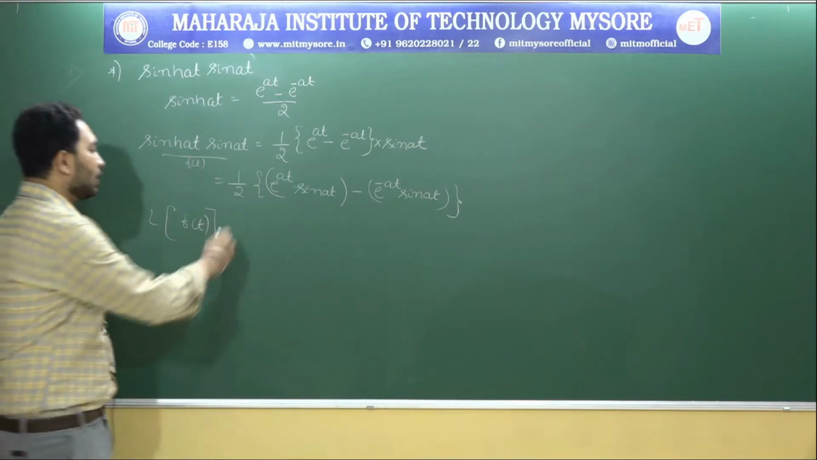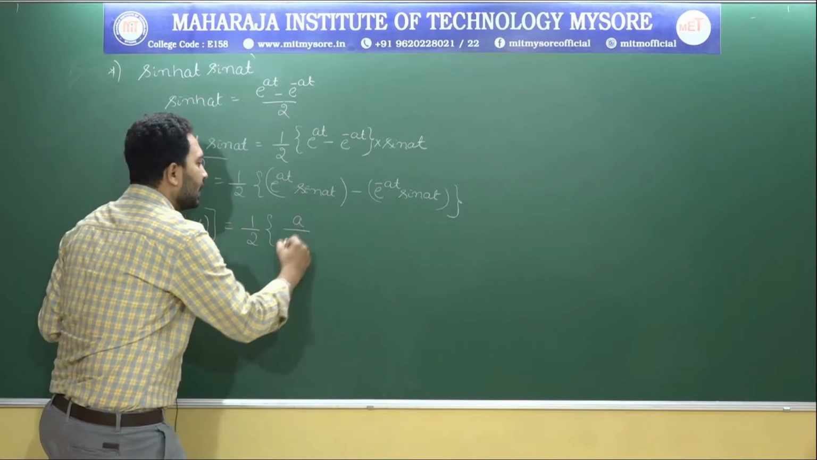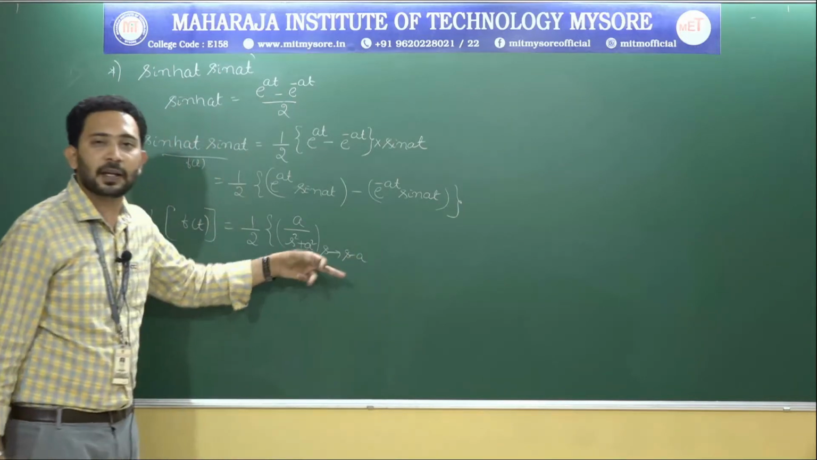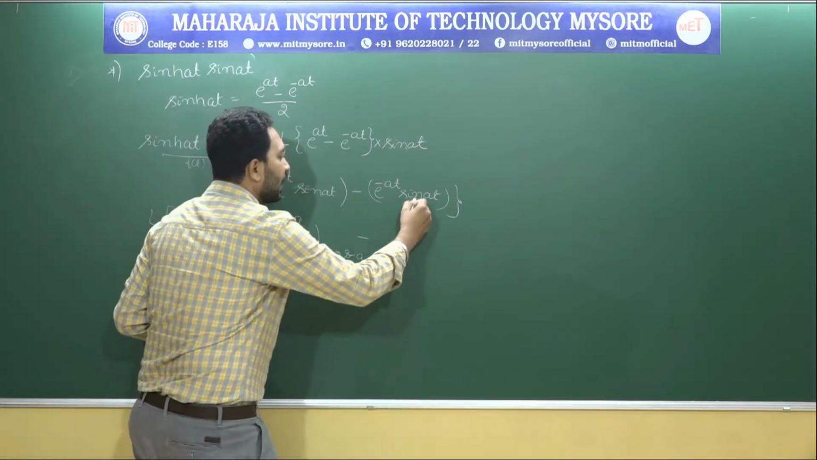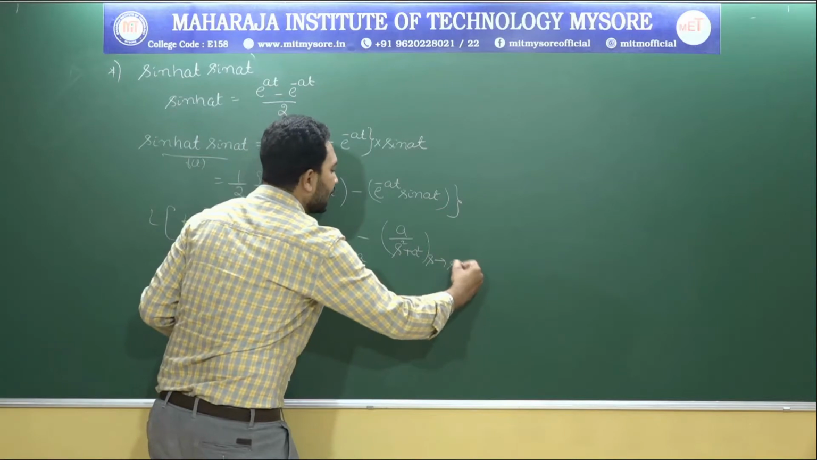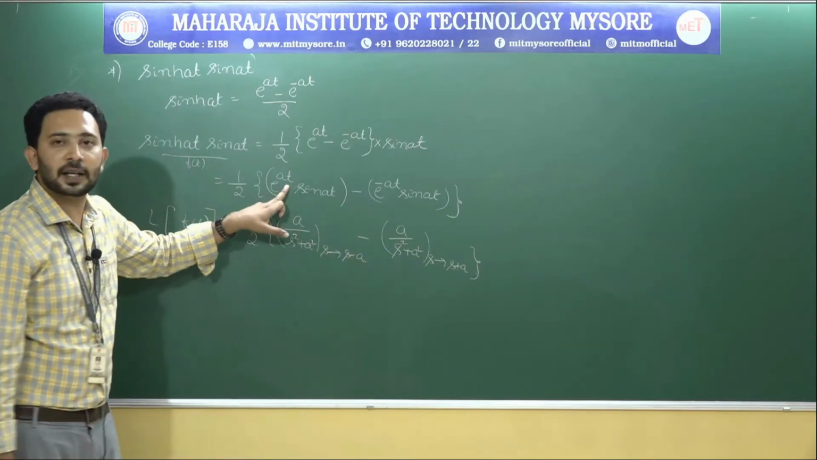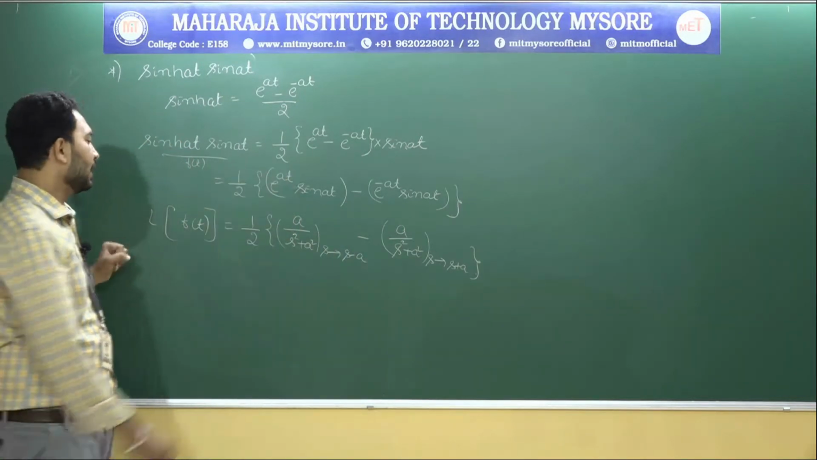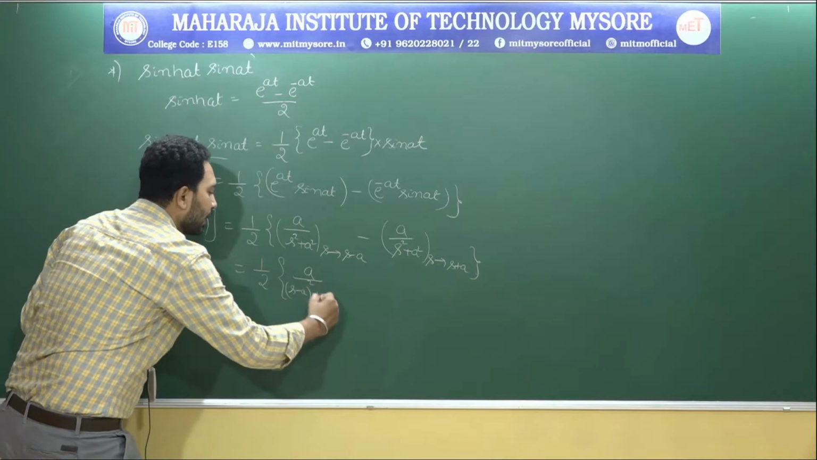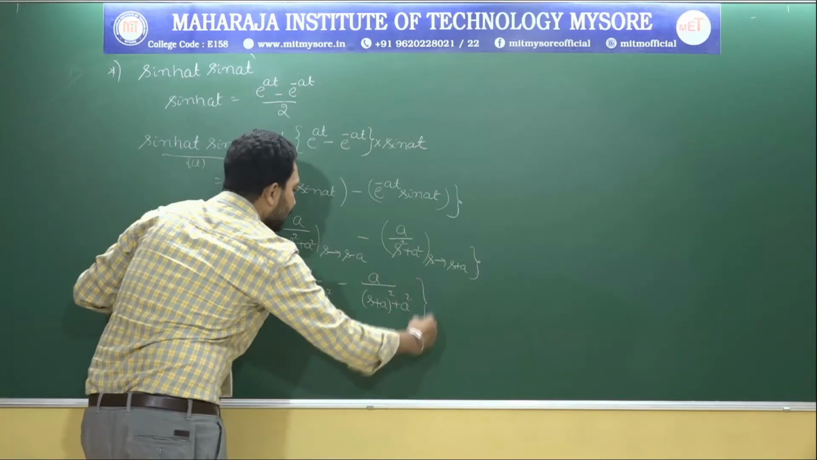Laplace of f of t is 1 by 2 into Laplace of sin at. Laplace of sin at is a divided by s square plus a square. Replace s by s minus a. Now I am applying shifting property. Minus again Laplace of sin at is a divided by s square plus a square, and replace s by s plus a, because we have e power minus here. So here replace s by s minus a, because here we have e power at. So 1 by 2 into a divided by s minus a whole square plus a square minus a divided by s plus a whole square plus a square.